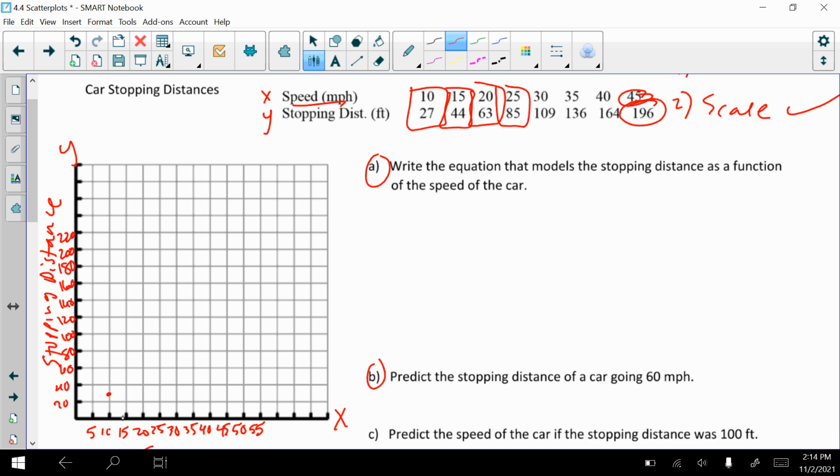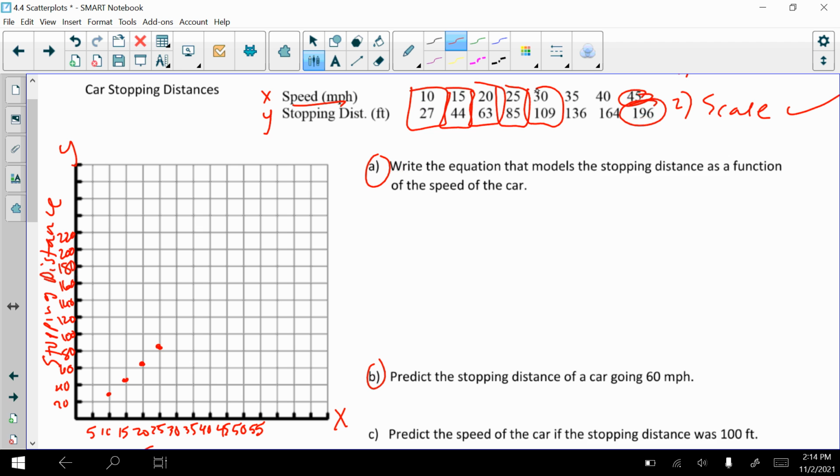15, 44. So I'm at 15, I go up to 44. About right there. 20, 63. Go over to 20 on the X axis, up to 63 on the Y axis. About right there. 25, 85. So there's 25, go up to 85, maybe about right there. Again, I'm not trying to be perfect here. I'm just trying to be as accurate as I can be.